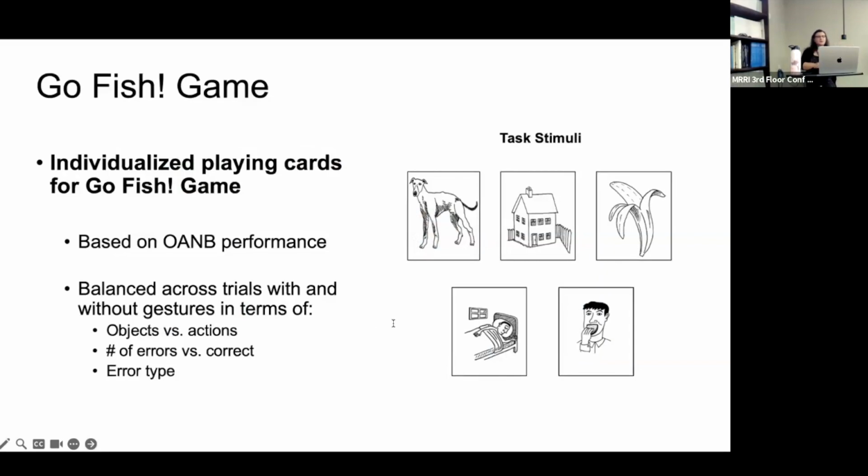Okay, so for this Go Fish game, we created individualized decks of playing cards using the pictures from the objects and actions in the object and action naming battery. And we made the decks based on their performance on the battery. So we balanced across the conditions with and without meaningful co-speech gestures in terms of the number of objects versus actions that were present in the deck used for the round of Go Fish. Also in terms of the number of errors versus correct items and the error type.